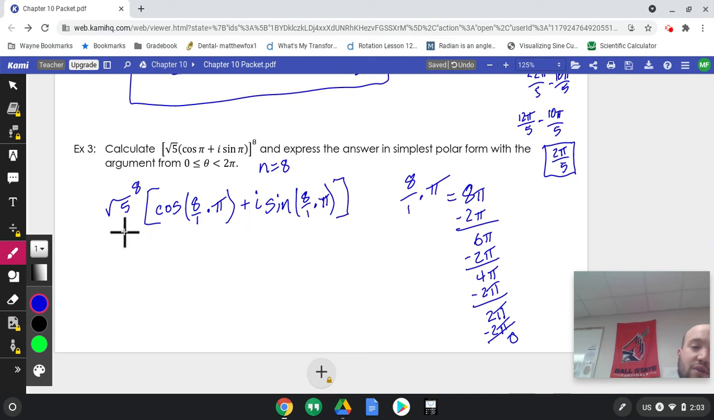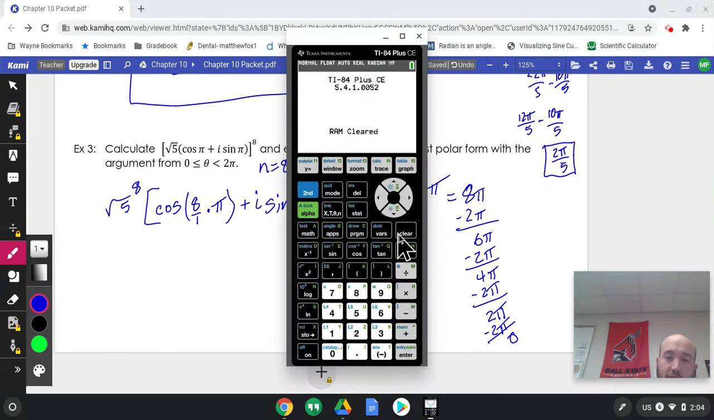Now to find what square root of 5 to the 8th is, there are several options. One, open up this calculator. Hit clear, then hit second. Square root of 5 raised to the 8th. We hit enter. We get 625. That's one option. That's probably the quickest.